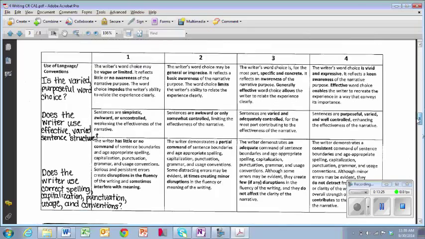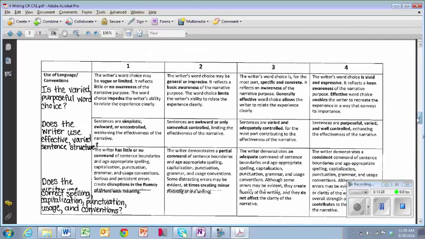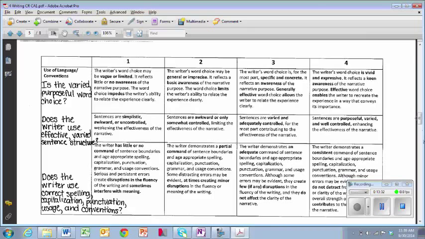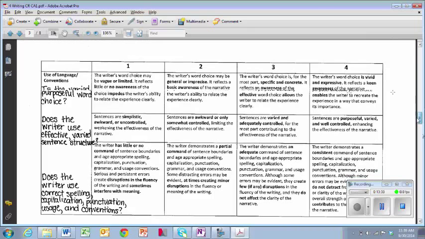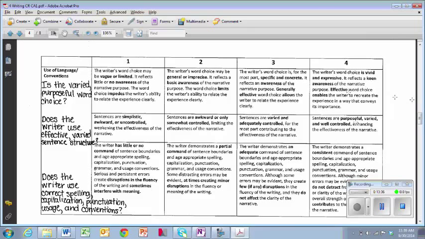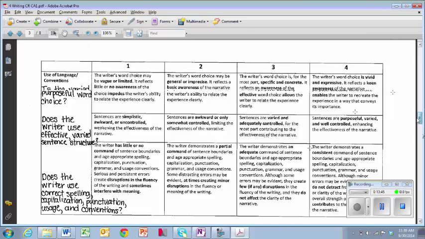The last part that you'll want to do is use of language and conventions. So this has to do with 3 main parts, which are the word choice, which is the first row, the sentence structure, which is the second row, and then the overall use of grammar, punctuation, spelling, etc. All of that would come in this last row.